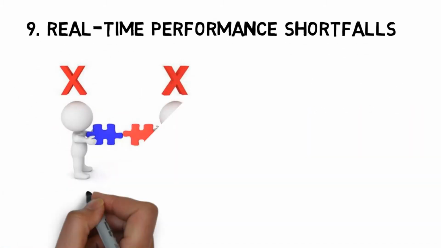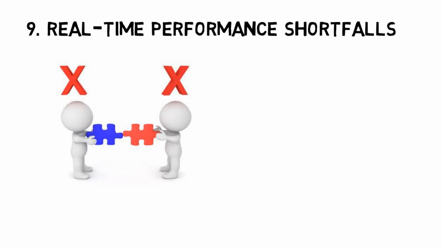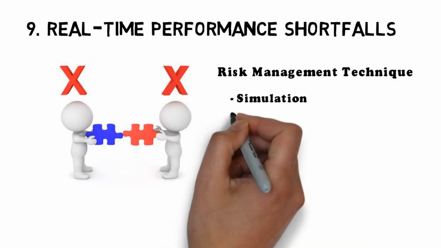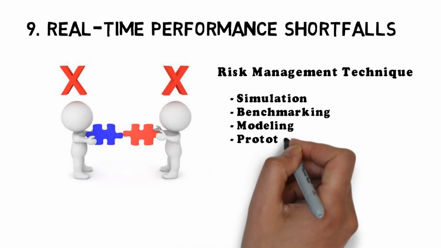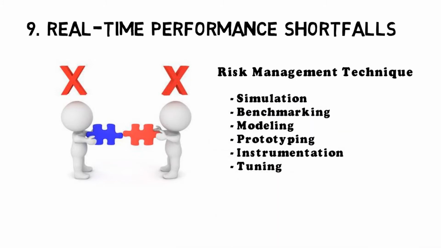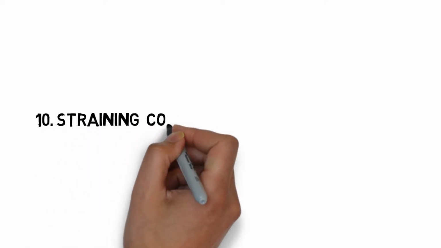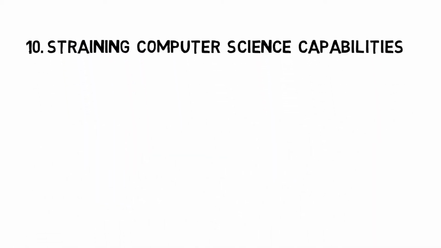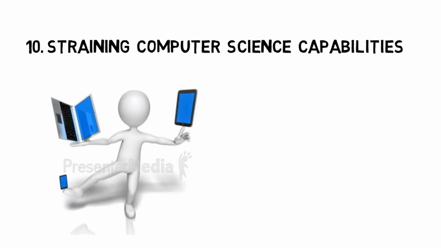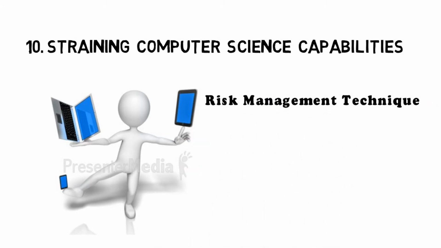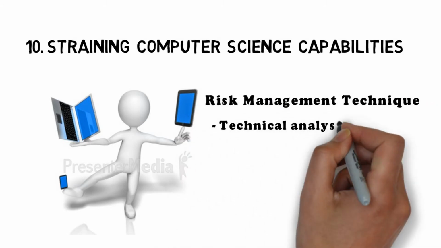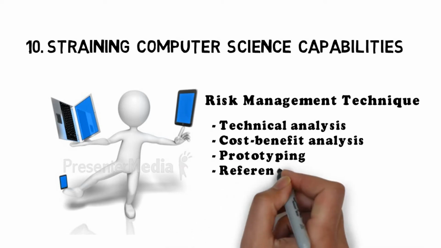Ninth will be real-time performance shortfalls. This is about specs which did not meet the expectations of the users. So, use these risk management techniques to avoid this: simulation, benchmarking, modeling, prototyping, instrumentation, and tuning. Lastly, we have straining computer science capabilities. And just follow these risk management techniques to handle this: technical analysis, cost-benefit analysis, prototyping, reference checking.